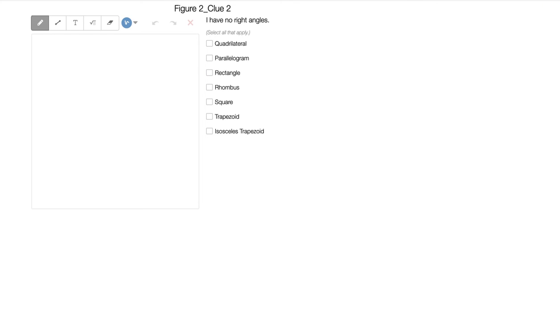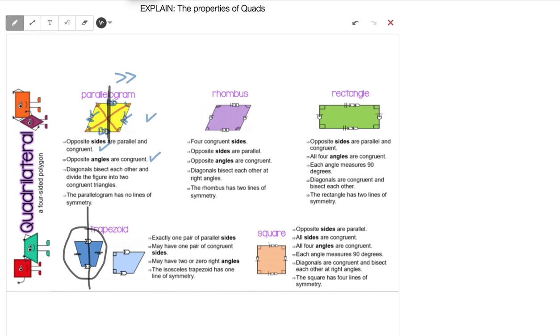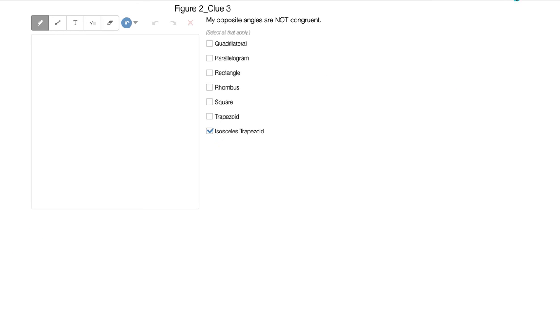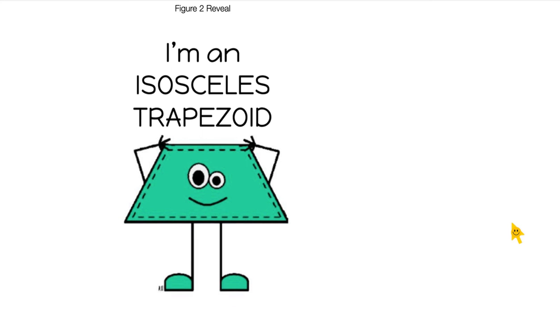I have no right angles. Ooh, so then rectangle is out. We can still keep rhombus, square is out, and we can still keep isosceles trapezoid. Slide 15. My opposite angles are not congruent. Between a rhombus and isosceles trapezoid, who has opposite angles not congruent? Bingo. It is isosceles trapezoid. Let's go to slide 16. Big reveal. Yep, nice job.